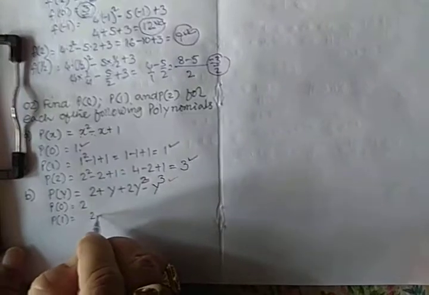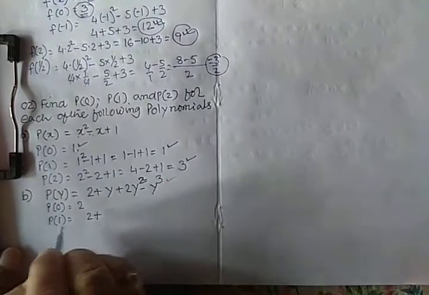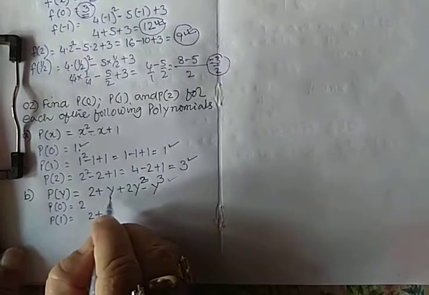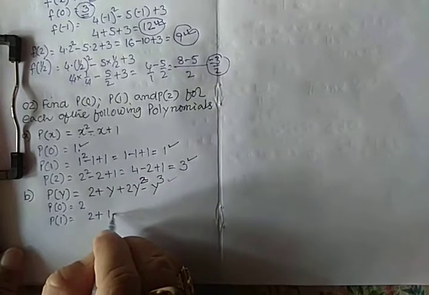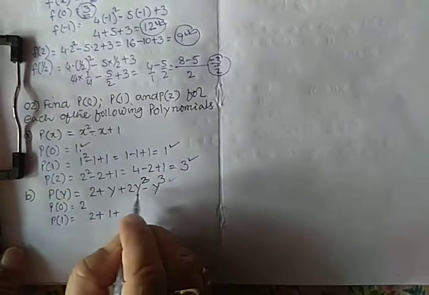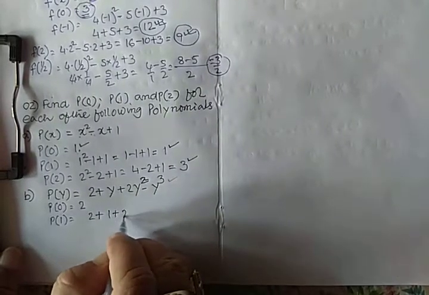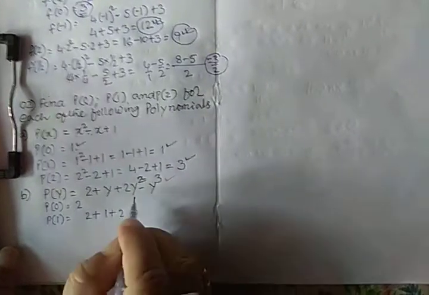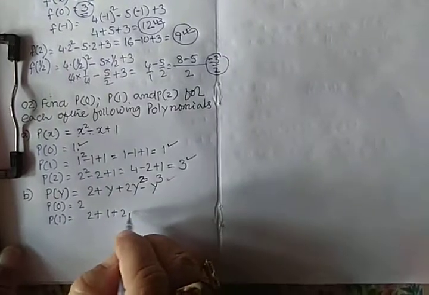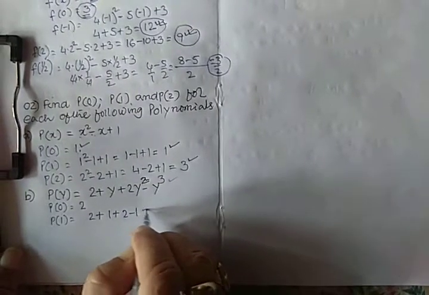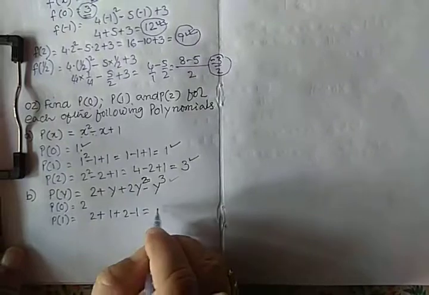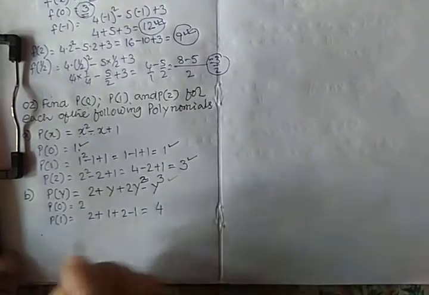2 plus 1 plus, what is the square of 1? 1. 2 into 1, 2. And what is the cube of 1? 1 only. So minus 1. So plus 5 minus 1, 4.